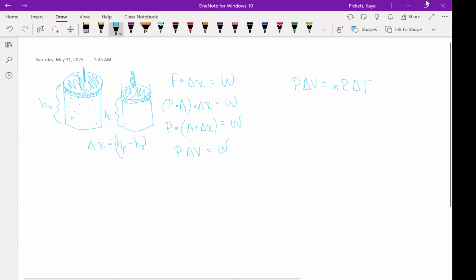What we have to now think about is our work and how that's actually being done, because we've got two different ways of thinking about it. We will talk about the work done by the gas and the work done on the gas.